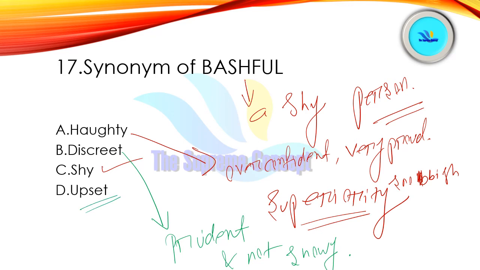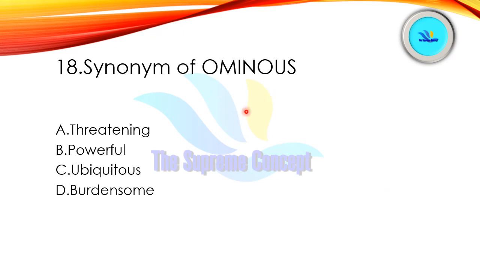Synonym of the word ominous. Now these are the four options that are given to us: threatening, powerful, ubiquitous, burdensome. Just mark your answer. Yes, you are absolutely correct. Option number A, that is threatening, is the correct answer here, because ominous means warning. Ominous is a warning, or we can say it's a sign of something bad in future.